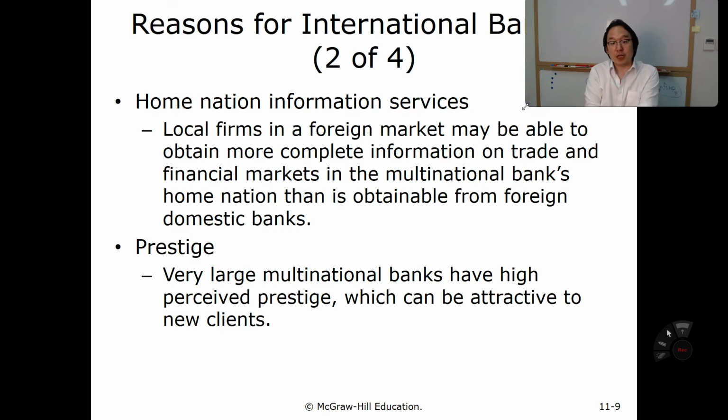Prestige. Very large multinational banks have high perceived prestige, which can be attractive to new clients. So it's all about branding. It's all about marketing, right? This is a finance course, but marketing also comes in there. You talk about brand image, right? Brand image associated with those guys with money. Prestigious bank. That's so powerful, okay? Like JP Morgan these days, or the Rothschild about 100 years ago, right?